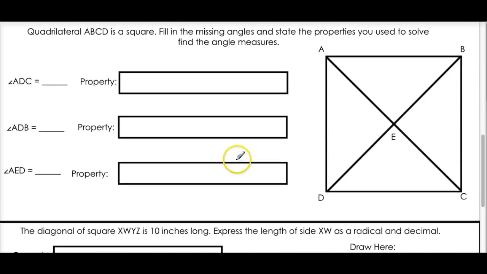And finally, we have 2 more problems. Quadrilateral ABCD is a square. Find the missing angles and state the properties used to solve these measures. All right? Well, let's start with this. We want to find out what ADC is.